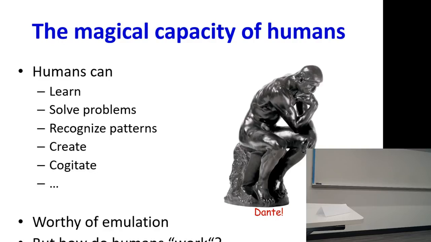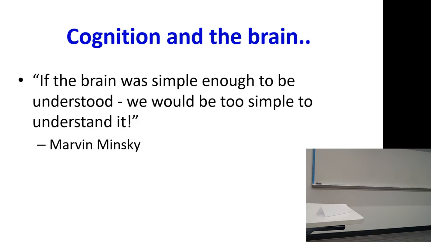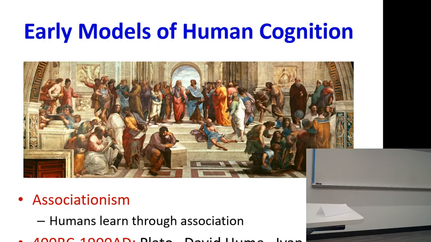This is something that humans have been wondering about for thousands of years. But then here's the problem. Marvin Minsky's quote, if the brain was simple enough to be understood, we would be too simple to understand it. It's beautiful, right? That hasn't stopped us. We keep trying. And so our attempts have gone back to about 400 BC, at least 400 BC. So what I mean by this is that there are recorded attempts at trying to describe how the human brain works, going back to Plato in 400 BC.